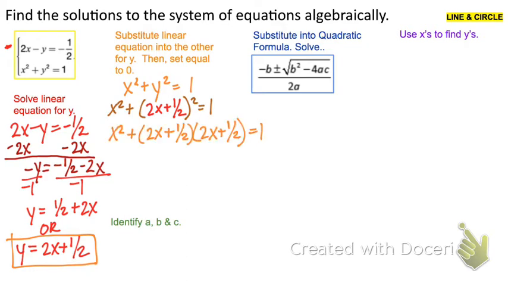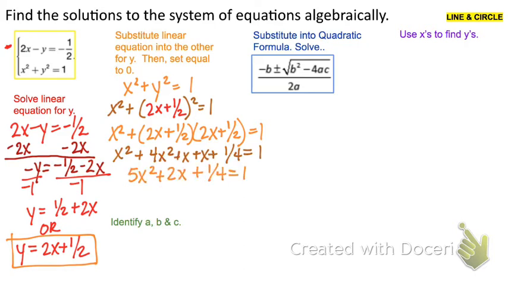Notice that I've split that up so I can use the FOIL method to multiply. The next step is to combine your like terms. And the final step is to subtract 1 from each side, so it's set equal to 0, and we can start solving using the quadratic formula.